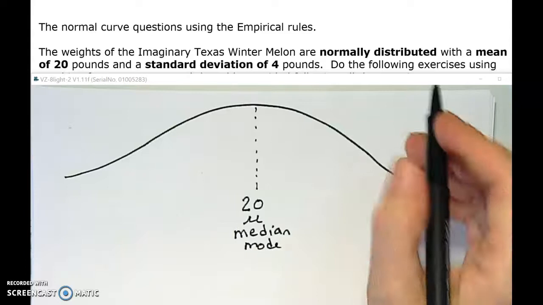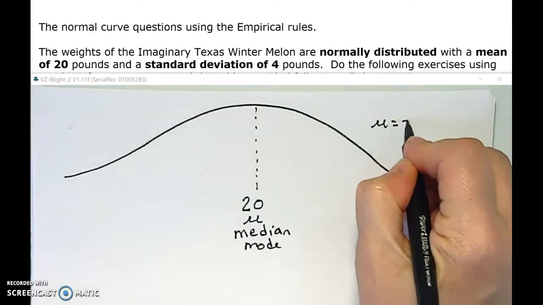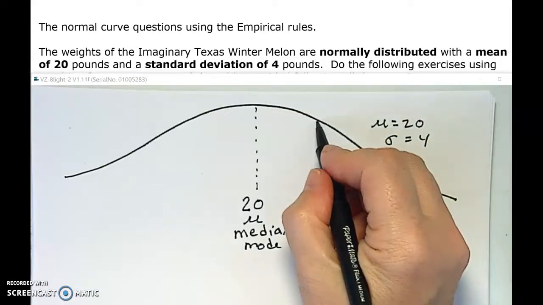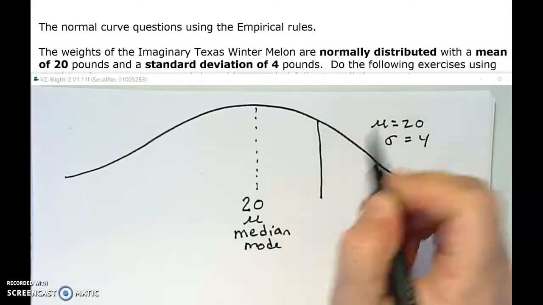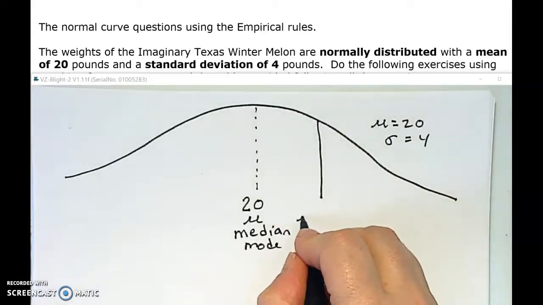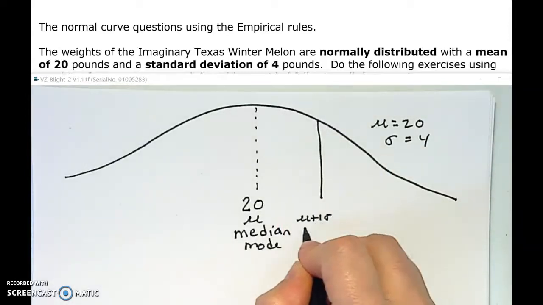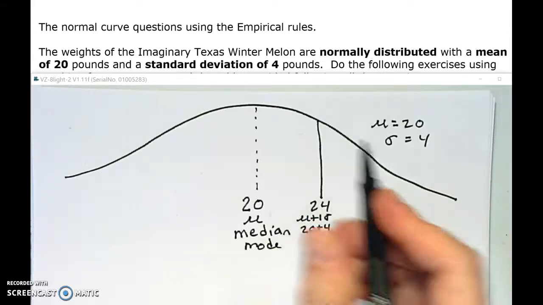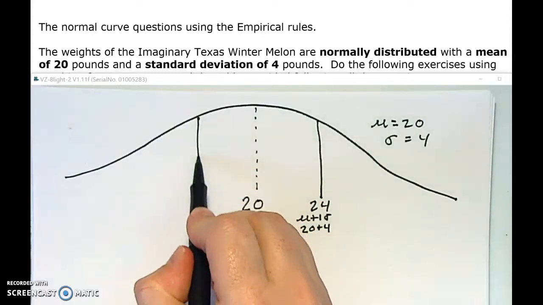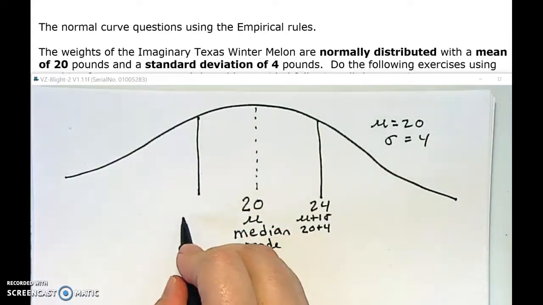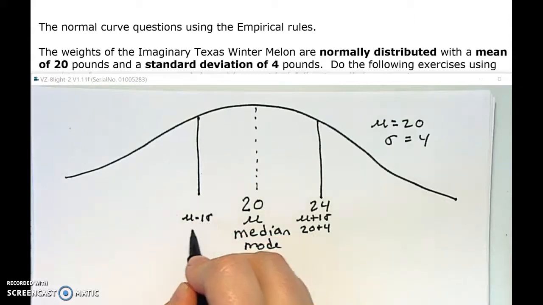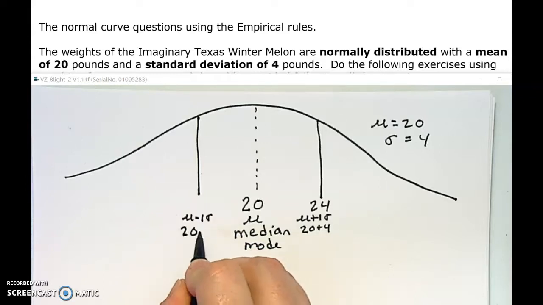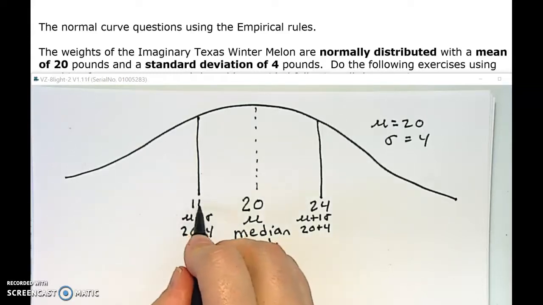And then the next thing, they gave us the mean is 20 and the standard deviation is 4. So we're going to go out 4 pounds right here. This was our mean plus 1 standard deviation, or 20 plus 4, a 24-pound winter melon. And we're going to go down 4 pounds. This is our mean minus 1 standard deviation, or 20 minus 4, which is 16.